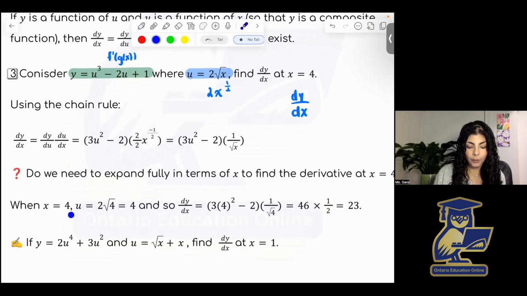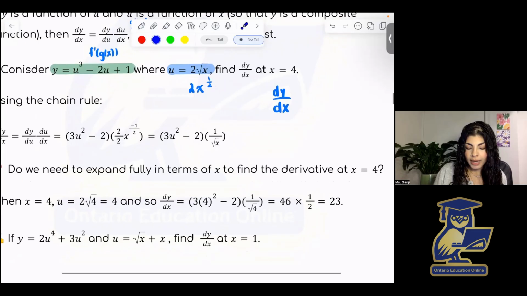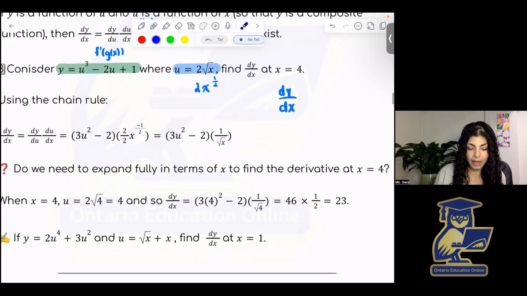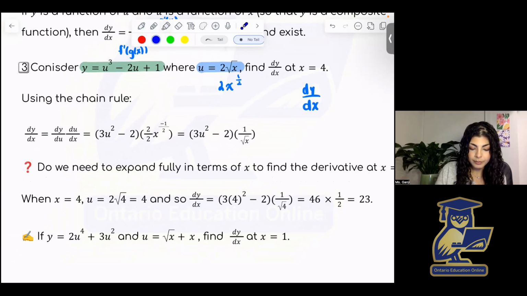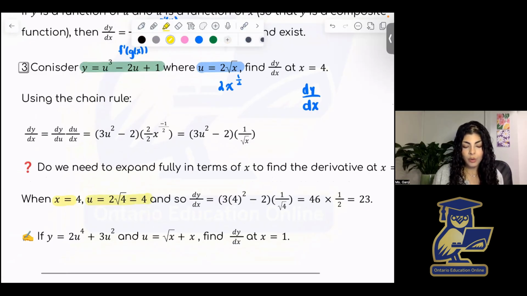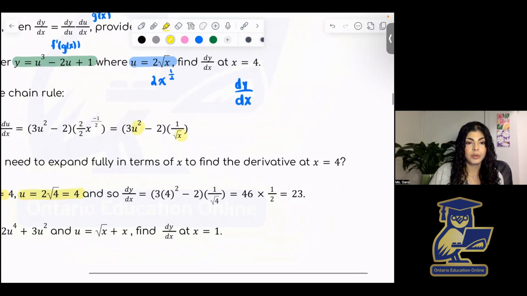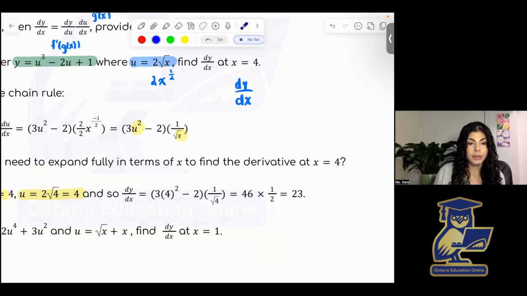We know that when x is 4, u is 2 times square root of 4, which is just 4. So let's try now. I'm just substituting now. I have my x is 4, and I have u is 4. So I'm just putting those values, substituting those values of x and u. And I will end up with 3 times 4 squared minus 2 and 1 over square root of 4, which is 23.